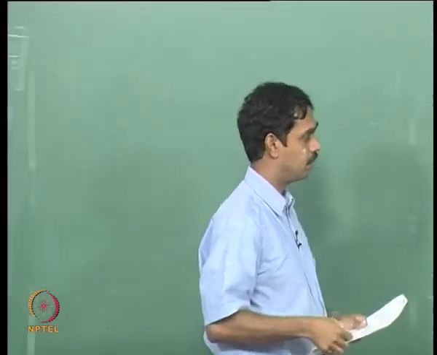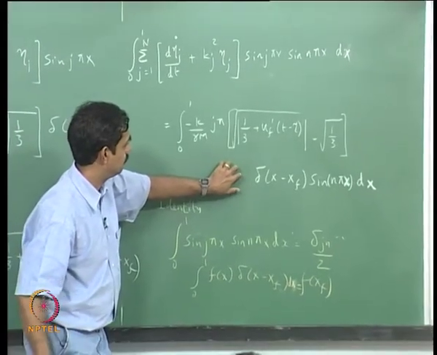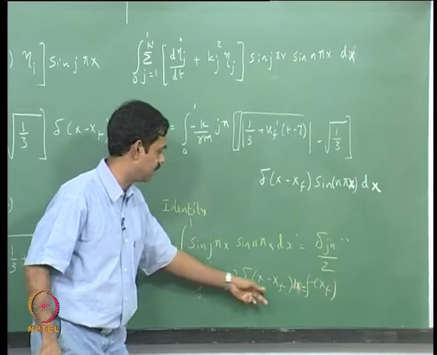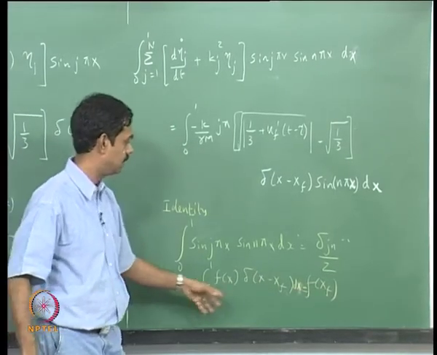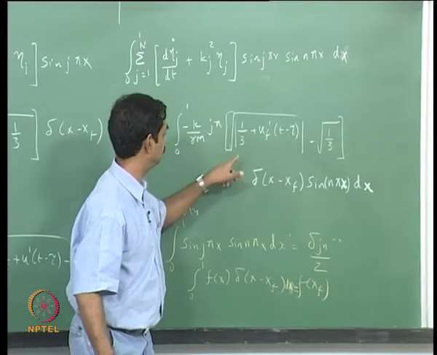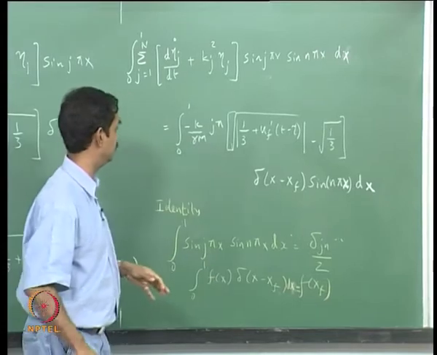Let us go back here again. So when we integrate this equation using this identity, when you have f of x times delta of x minus xf, if you integrate from 0 to 1, the answer is f of xf. So what you have to do is just put everywhere the value of xf and you will get the answer.